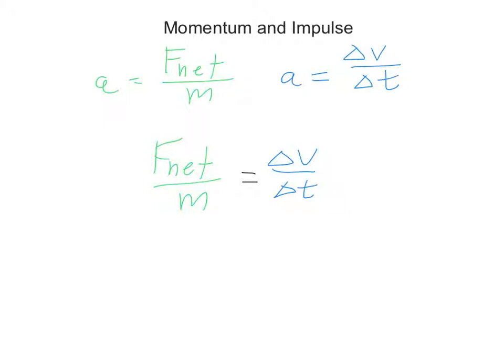What I'm going to do is rearrange this a little bit. I'm going to do a tad bit of cross multiplication. That will give us something that looks like this, where now we have the mass of the system times the change in velocity of the system being equal to the net force acting on the system multiplied by the amount of time that net force is acting for.